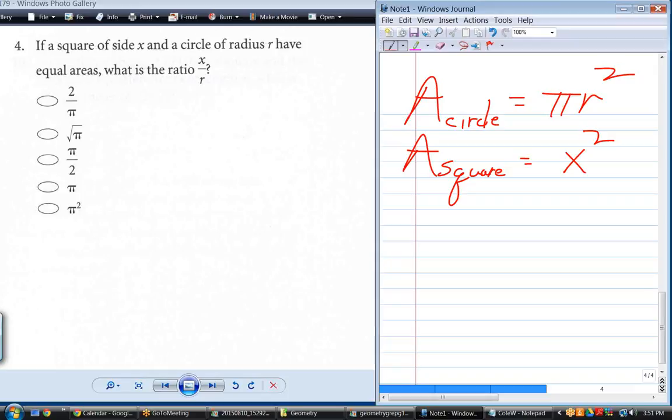And now they ask, what is the ratio? They're saying that the areas are equal. So now I can say pi r squared, the area of the circle, is equal to x squared, the area of the square. And they want to know what x over r is. How do I get x over r?